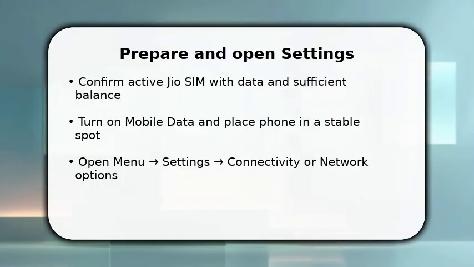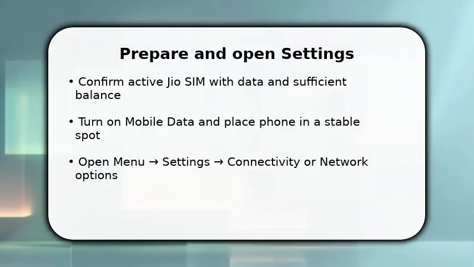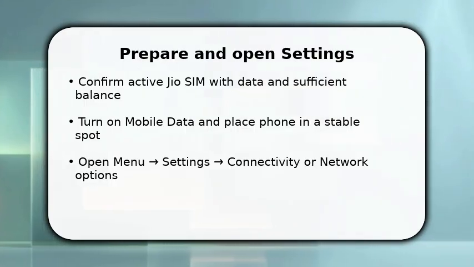You start by confirming your GeoSIM is active and has data. Once done, turn on mobile data so the phone can share internet. Next, make sure Bluetooth and Wi-Fi are off to avoid conflicts.